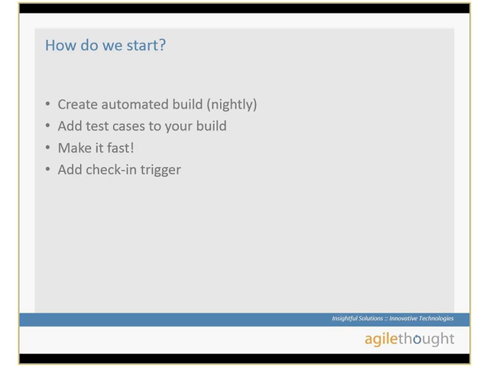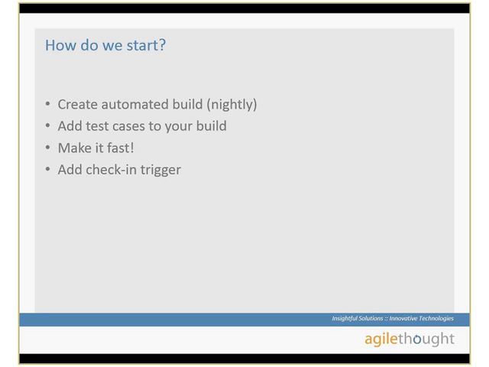So the scenario is that you're using Visual Studio 2012 and you're using TFS 2012, and currently you're just using TFS as a version control system. So we're going to start by creating an automated build. I'll show you how to do that. Then we're going to add some test cases to that build. Well, first we need to add test cases to your solution and then add them to the build and show you how those test cases will be executed automatically.